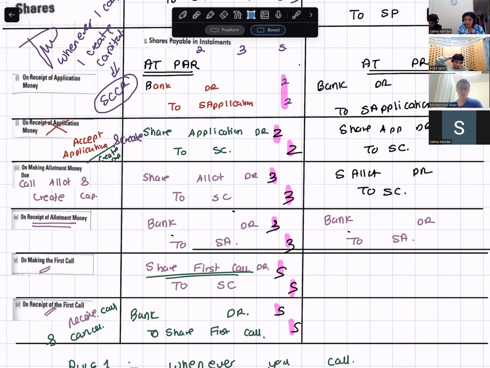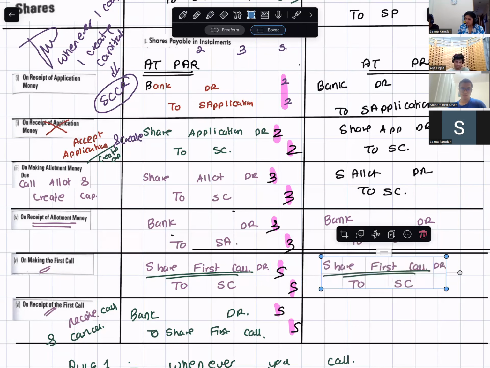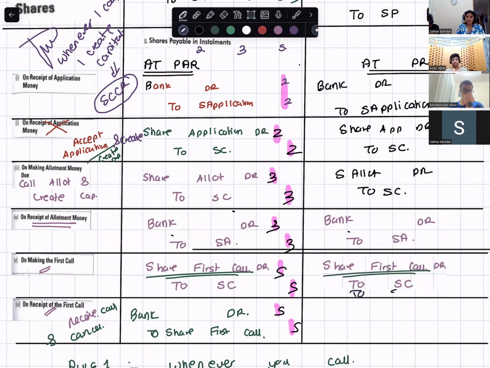Okay, if I tell you that in my first call, my premium is also there. Share first call account debit to share capital account and securities premium. Very good. Share first call debit to share capital and securities premium. Okay, fine.